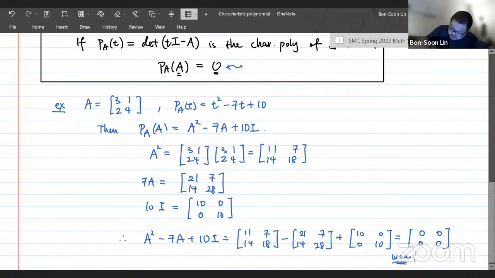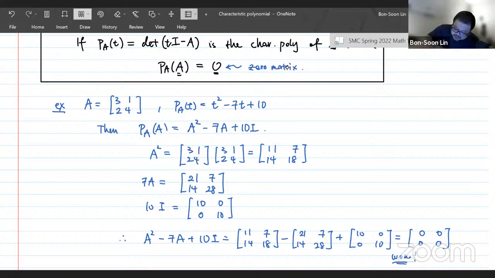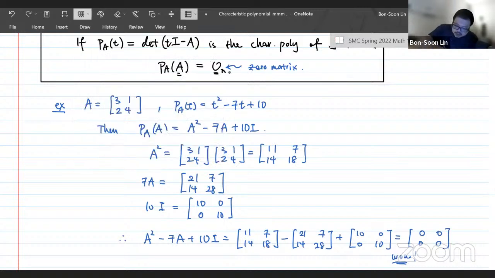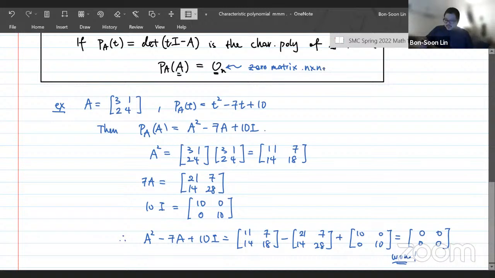So here, this is the zero matrix, the n by n zero matrix. So it's not the number 0, okay? It is the n by n zero matrix. All right, does that make sense? So this is pretty cool, right? Now, of course, we know the what. We want to know why. But before we see the why, let's see how we can use it.